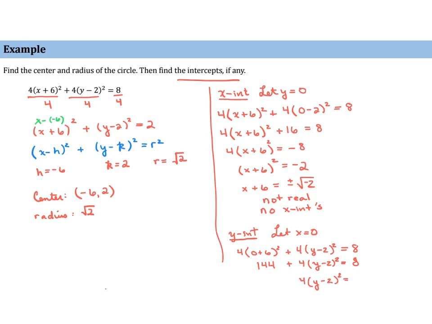And so then, if we subtract 144 from both sides, we have negative 136. So we have (y minus 2) quantity squared. If we divide both sides by 4 now, we have negative 34, which is not real. So we have no y-intercepts.